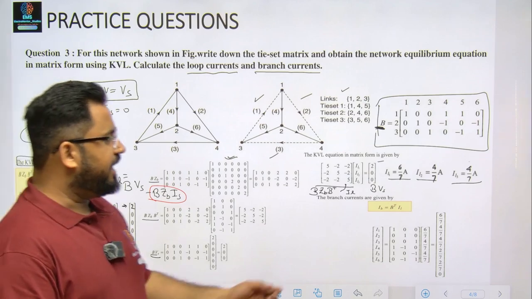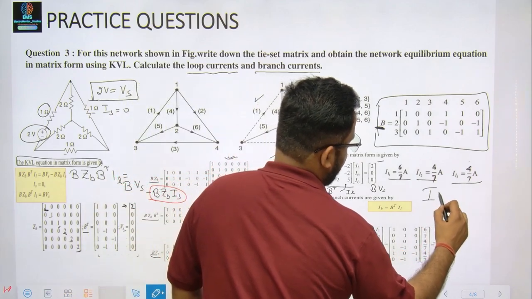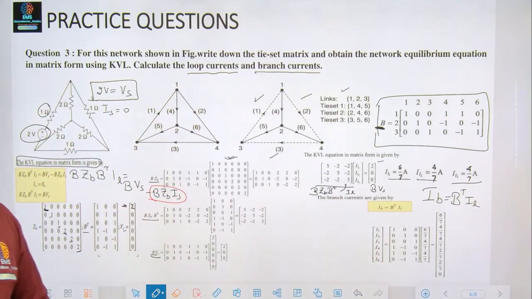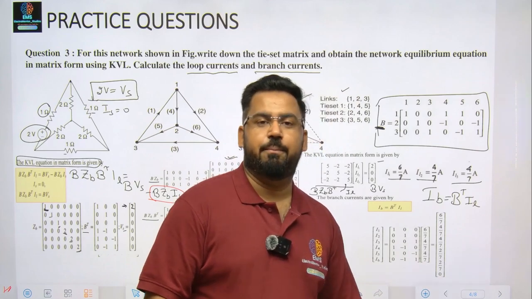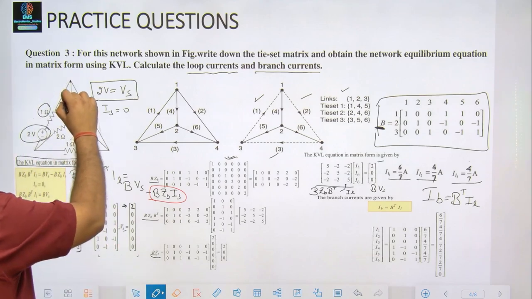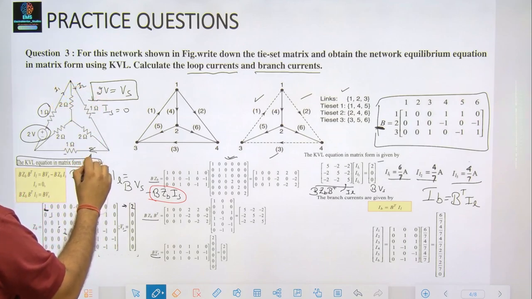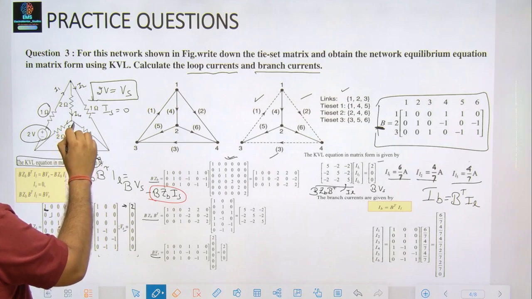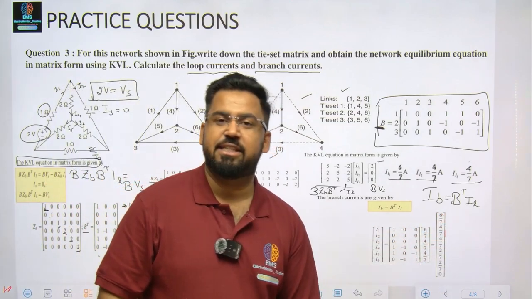Since I already have my loop currents, I can always find my branch current. My branch current IB is nothing but B transpose into loop current. This we saw in the very first example. So B transpose into my loop current gives me my branch current. This says in branch 1 this is I1, this is I2, this is I3, I4, I5, I6. So these are the values from I1 to I6.